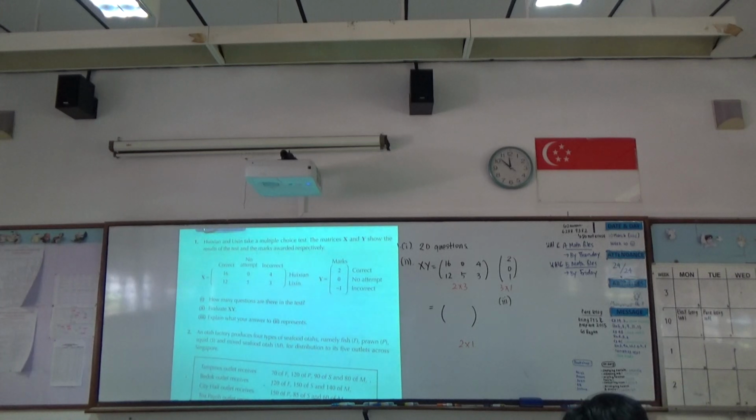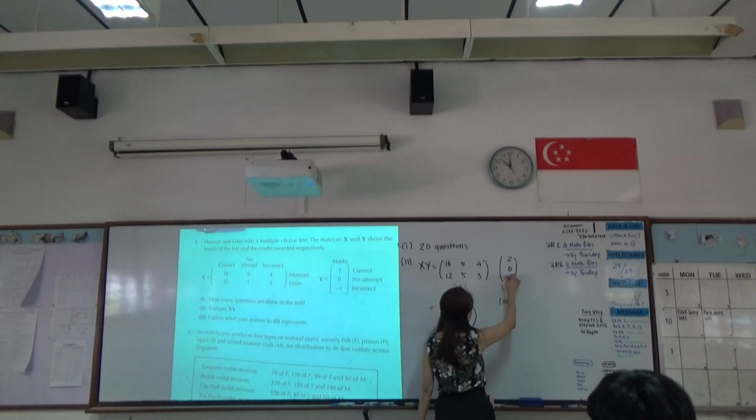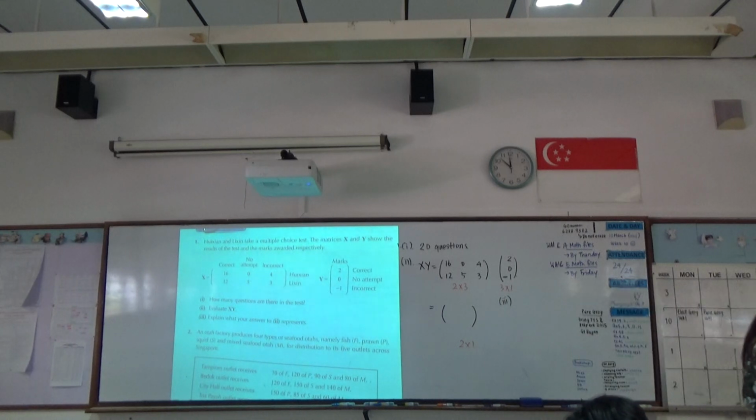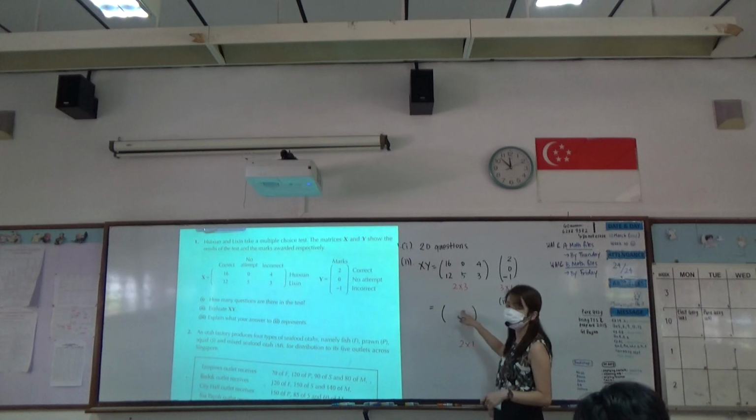Sorry, I wrote wrongly on my board. This should be a negative 1, right? This is incorrect. Negative 1. So what is this matrix going to be? First entry, what do I have, Joanne?